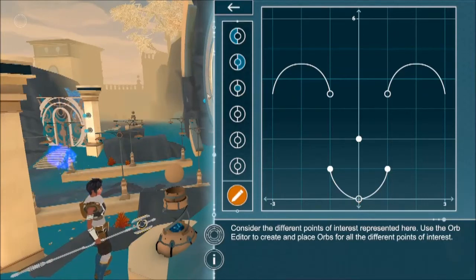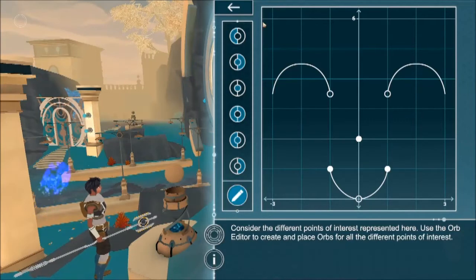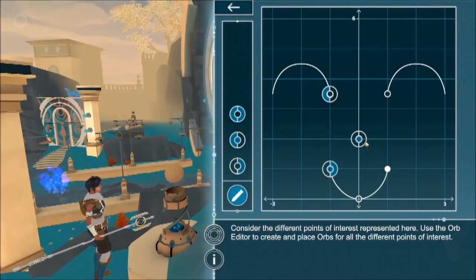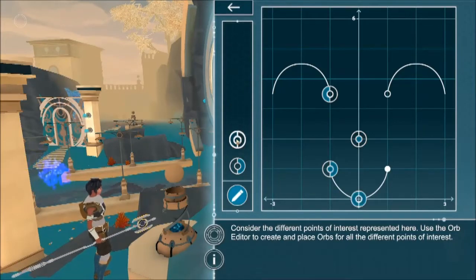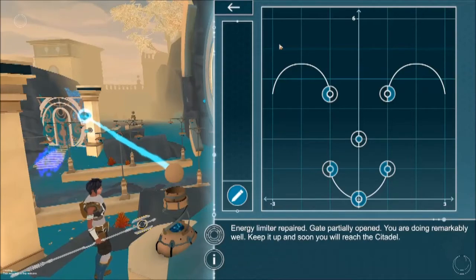Then this one here exists to the left and right, but not at the point. Exists at the point and to the left, but not to the right. And then exists only to the left. So we go in like so. Yeah. There we go. There we go. And there we go.